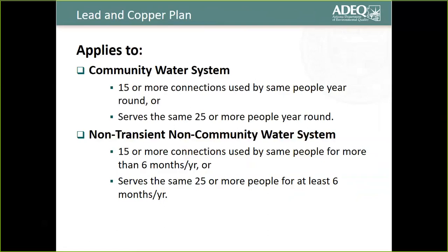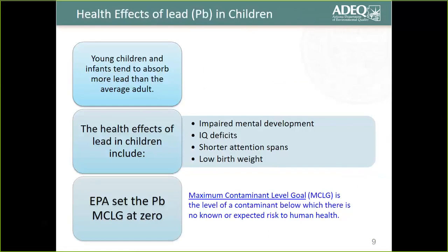To briefly go over the health effects of lead, lead is persistent and it can accumulate in your body over time. Young children, infants, and fetuses are particularly vulnerable to lead because the physical and behavior effects of lead occur at lower exposure levels in children than in adults. And in children, lead can cause impaired mental development, IQ deficits, low birth weight, shorter attention spans.